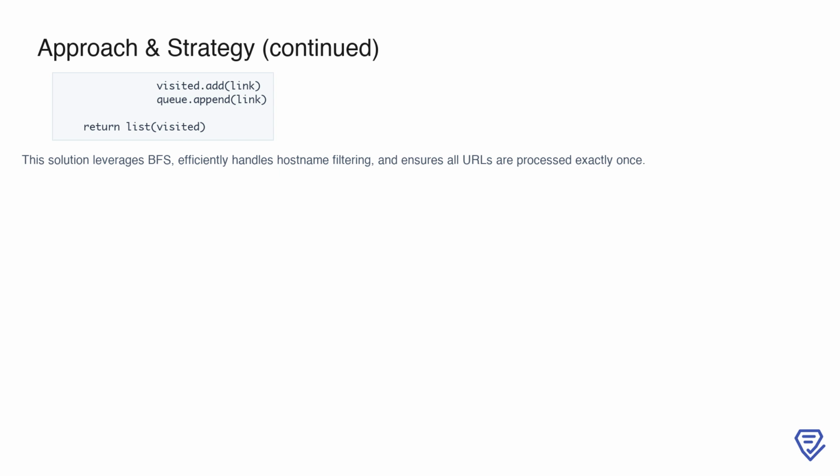the BFS traversal. Starting with the start URL, we process each URL in the queue by fetching its links using the HTML parser. For each link, we check if it is unvisited and belongs to the same hostname. If both conditions are met, we mark it as visited and add it to the queue. This ensures that all URLs within the same hostname are crawled exactly once. Finally, the function returns the list of all visited URLs. This implementation efficiently combines BFS with hostname filtering, providing a robust solution to the problem.